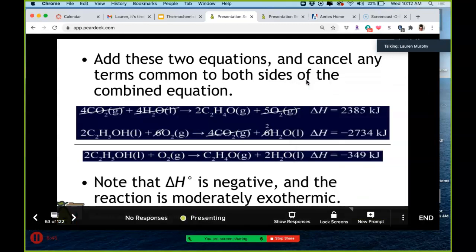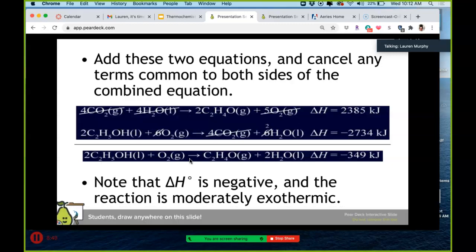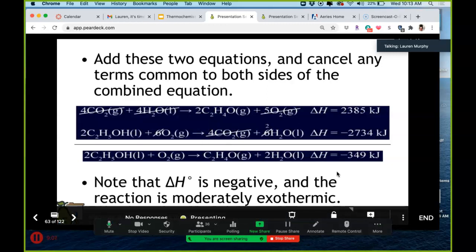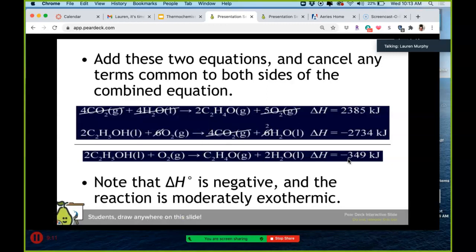Negative 349. So what does that mean? It means that overall reaction is exothermic. How do I know? Because delta H is negative. And I did it doing what's called Hess's law the long way. I'm manipulating chemical reactions that we know their delta H's to, and then I'm adding them together. Any questions on how I got this negative 349 before we move on? We're going to do some more practice.